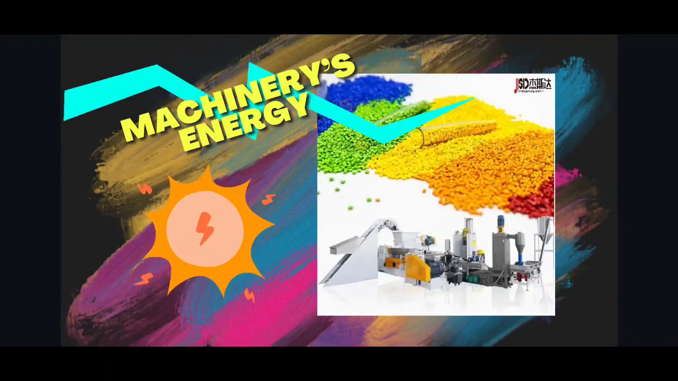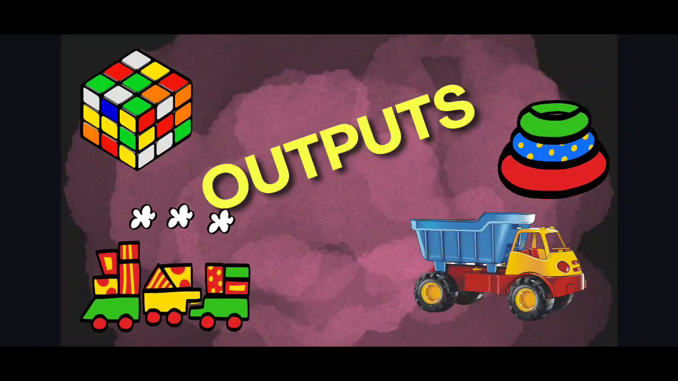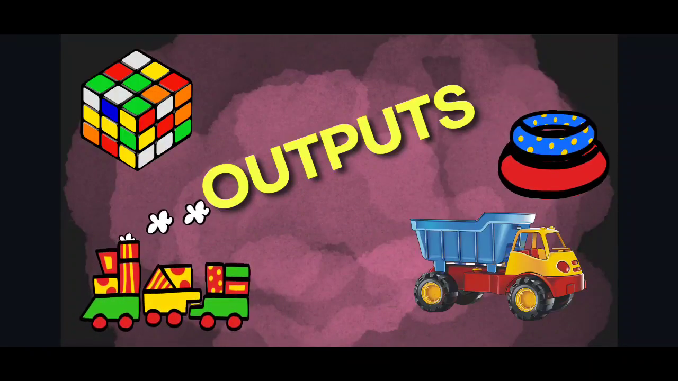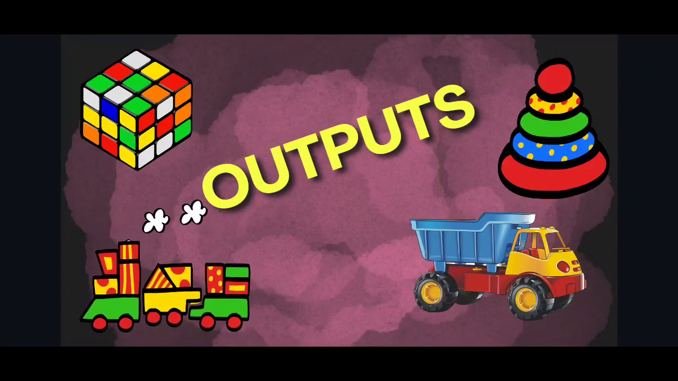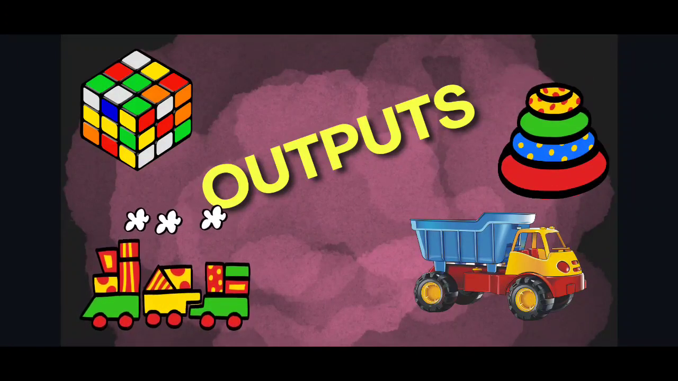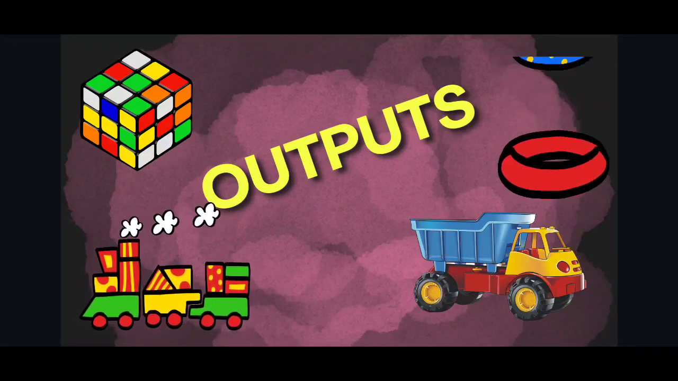With a clear understanding of the inputs, let's explore what we get as a result: the outputs. Outputs in plastic toy manufacturing are the exciting part of plastic toy manufacturing. They represent the final product and everything that comes with it.